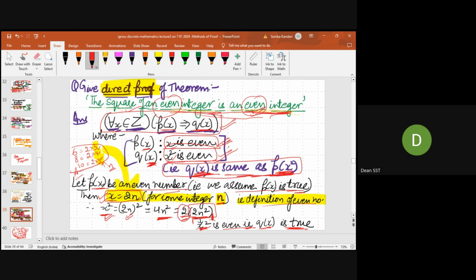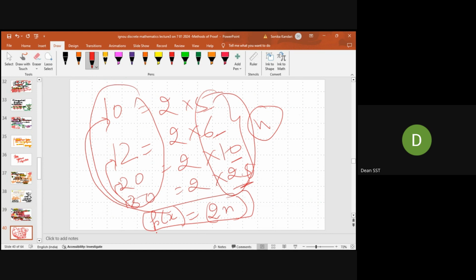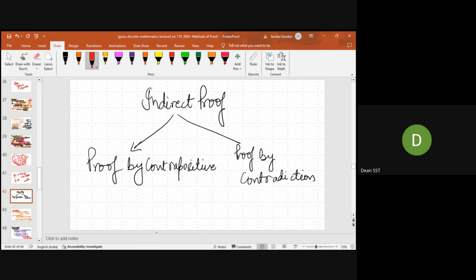And 2n, it means x square can be represented in the form of 2 and something. It means it is even. And so we can say that this is true. Is it clear? Class, can you do this? You have to use simple definitions for direct proof. So we have done two examples of direct proof. Now we are coming on to indirect proof.